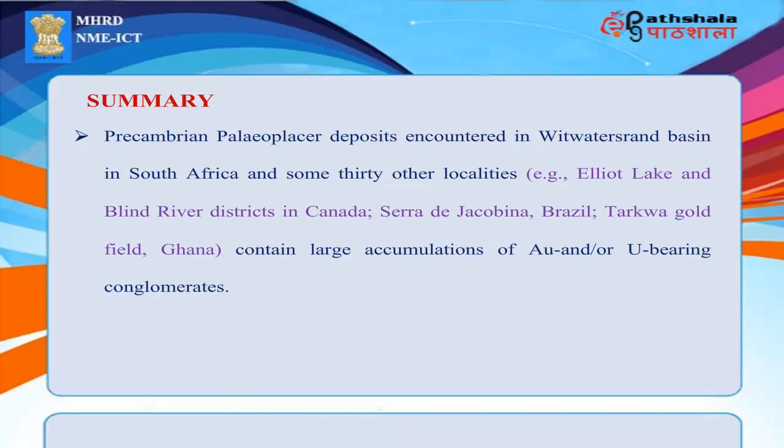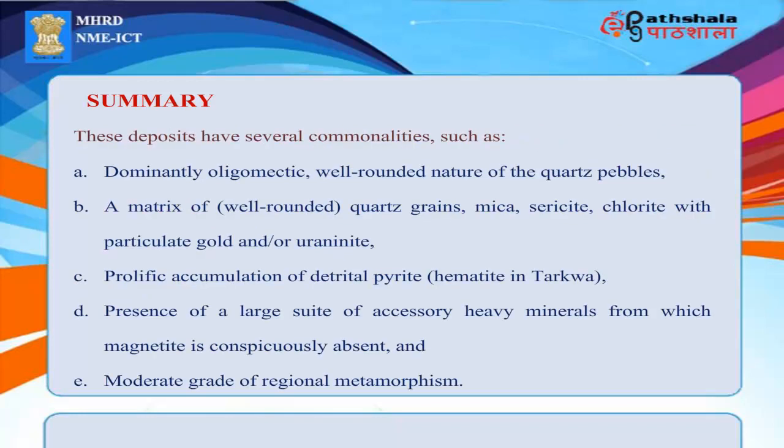Precambrian paleoplacer deposits encountered in Witwatersrand Basin in South Africa and some 30 other localities contain large accumulations of gold and or uranium bearing conglomerates. These deposits have several commonalities such as: A. Dominantly oligomictic, well-rounded nature of the quartz pebbles. B. A matrix of well-rounded quartz grains, mica, sericite, chlorite with particulate gold and or uraninite. C. Prolific accumulation of detrital pyrite. D. Presence of a large suite of accessory heavy minerals from which magnetite is conspicuously absent. And E. Moderate grade of regional metamorphism.